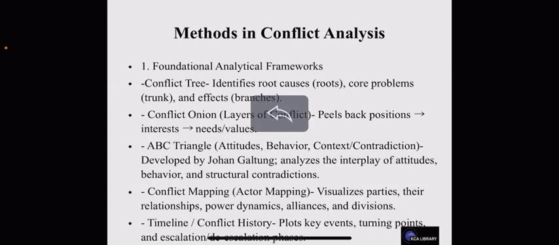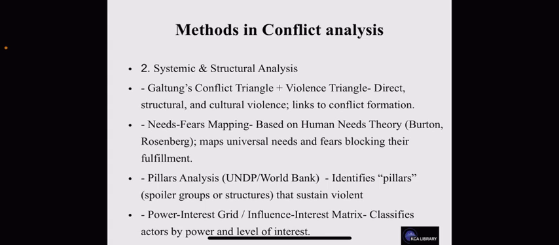Still under methods in conflict analysis, we have the second group, systemic and structural analysis. The first one was foundational analytical frameworks, that is looking for the foundation of the conflict. Now we have systemic and structural analysis. According to Galtung's conflict triangle plus violence triangle, we have direct, structural, and cultural violence, which links to conflict formation. Number two, we have needs-fear mapping.